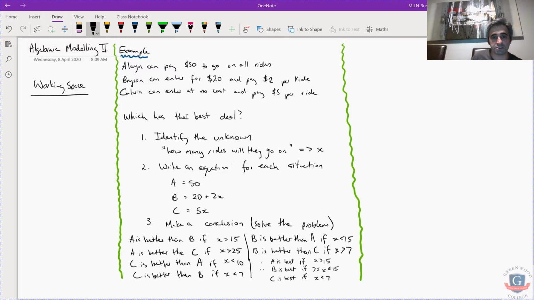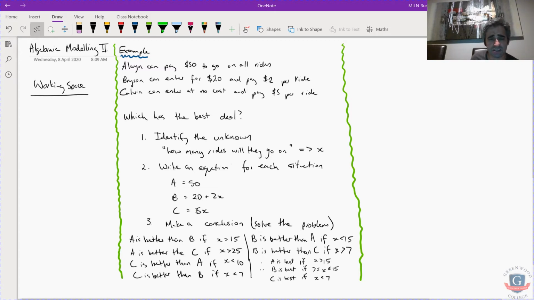So the first thing we have to do is identify the unknown. The unknown we're going to call x, and that's going to be how many rides they'll go on, because that's the thing that changes. So for A, Alwyn just pays $50. It doesn't matter how many rides he goes on. Bryson, which I've called B, he pays $20 up front and then $2 per ride. So if he rides once, it'll be 2 times 1. If he rides 50 times, it'll be 2 times 50 plus an additional 20.